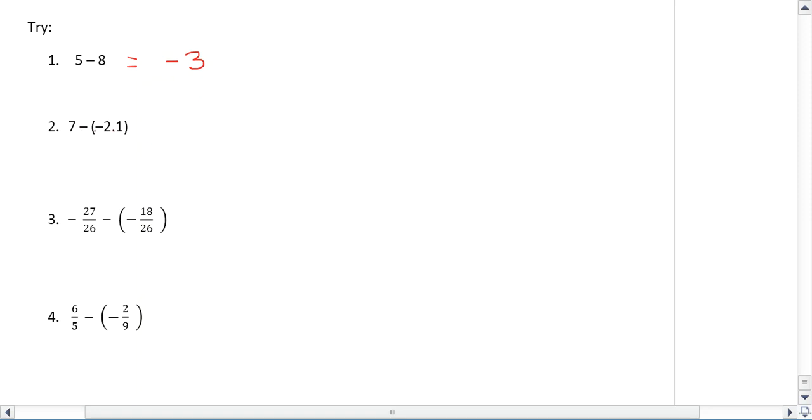7 minus a negative 2.1. The double negative becomes positive, and that becomes 9.1.